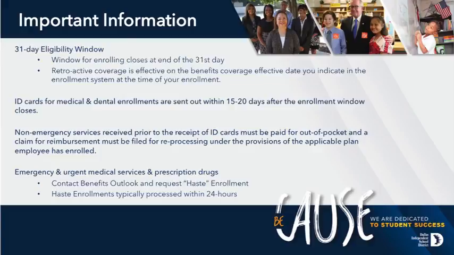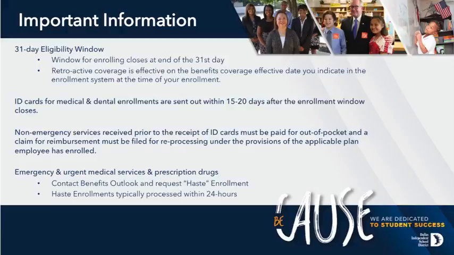Important information. You are allowed the full 31 days to decide which plan is best for you, and you may change your elections as often as you wish during the 31-day enrollment window. The options you are enrolled in at the end of your 31-day period will be processed and remain in effect for the remainder of the plan year.